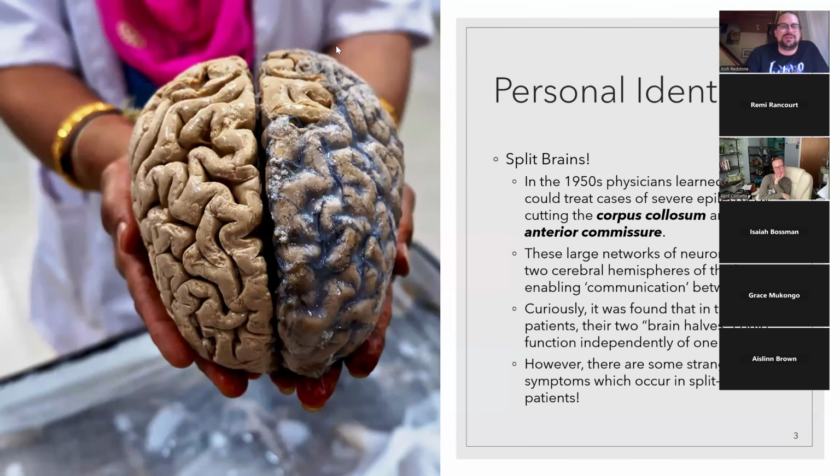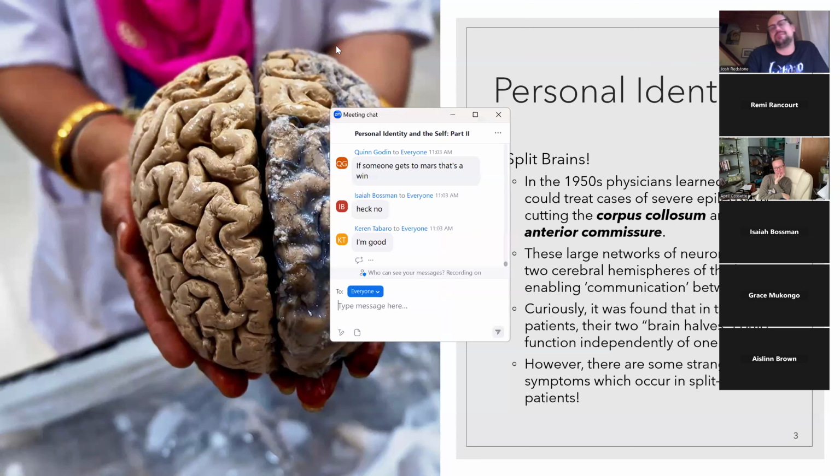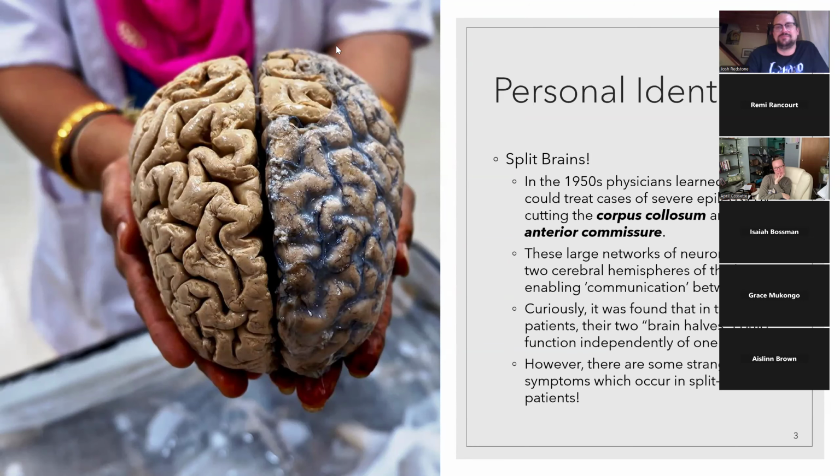Split brains are also really interesting. Yeah, maybe when there's not much left to lose, right? Then take the transporter. Or wait until the kinks have been worked out, right? Like split brains.